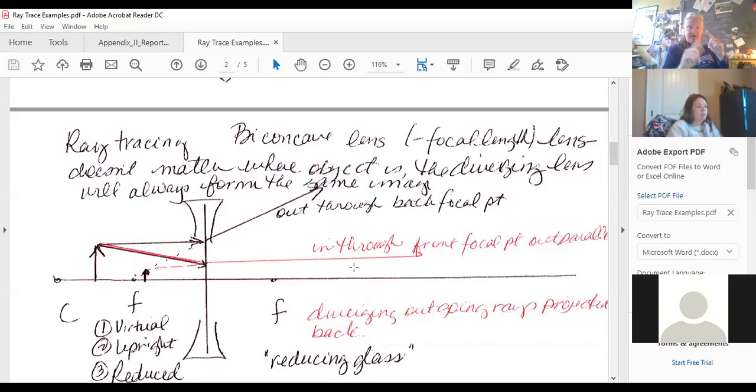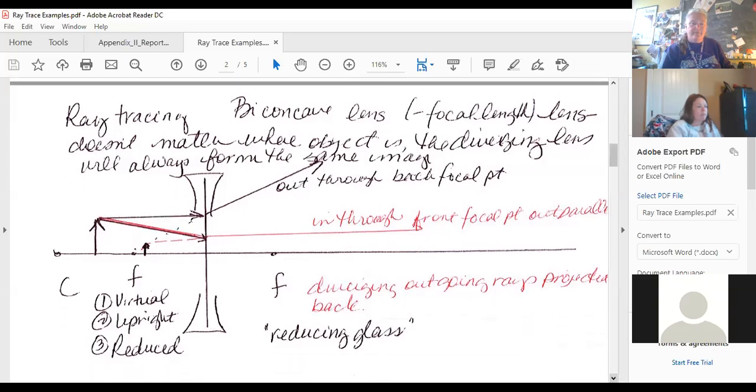The focal points are reversed. So these two light rays over here will never ever cross. So I have to track them back or project them back, and this is where they look like they cross. So again, they don't really cross, so that is a virtual, upright, but reduced image. So that's something called a reducing glass. A reducing glass works just like a magnifying glass, but in the opposite way. It does the same thing, but it gives me a reduced image. Okay, any questions about that?